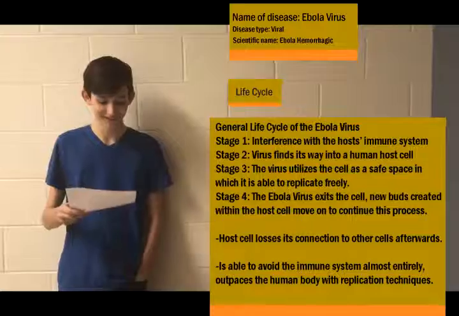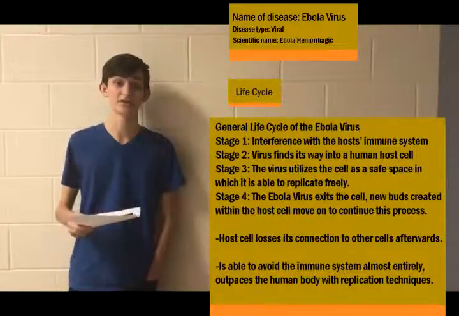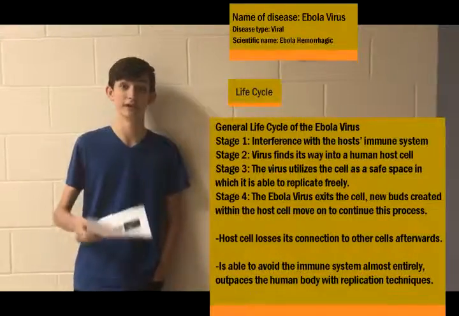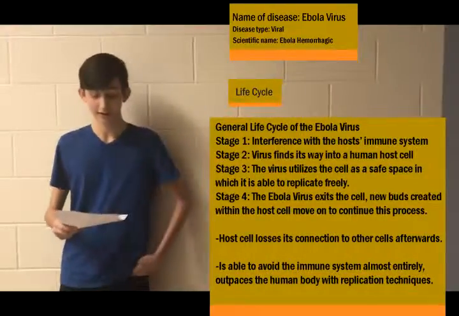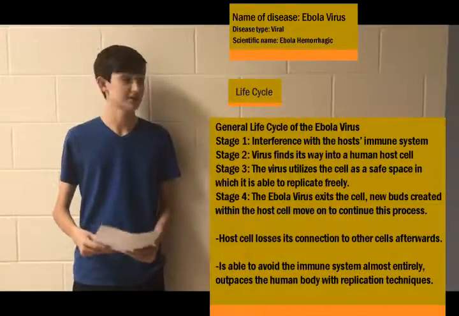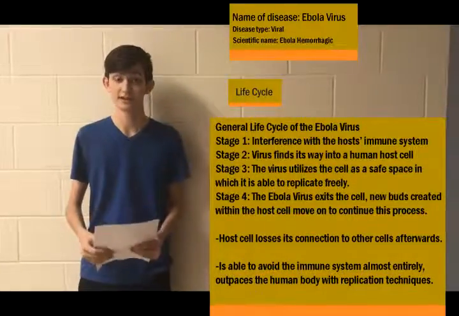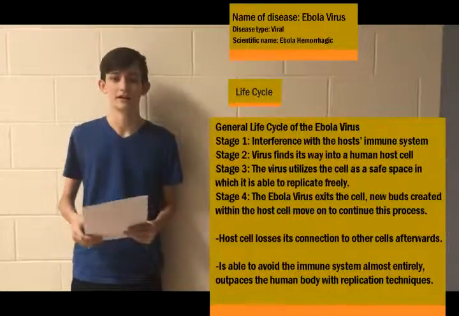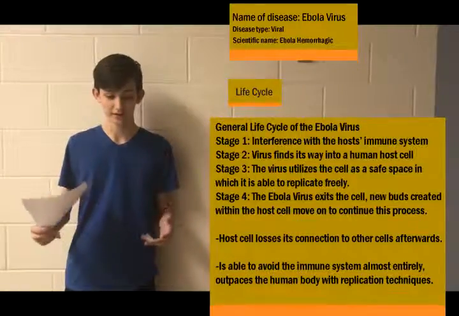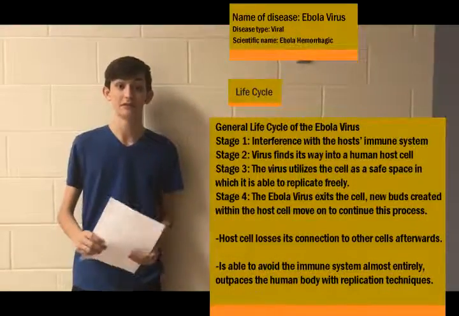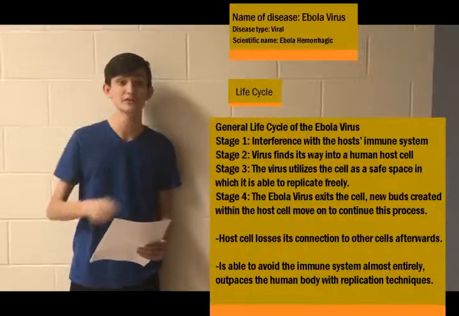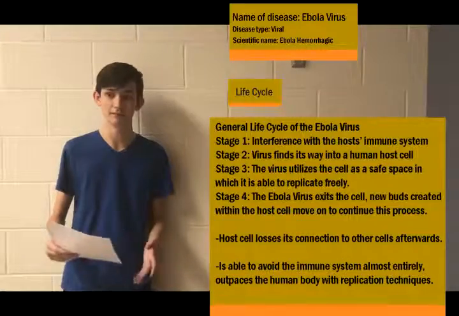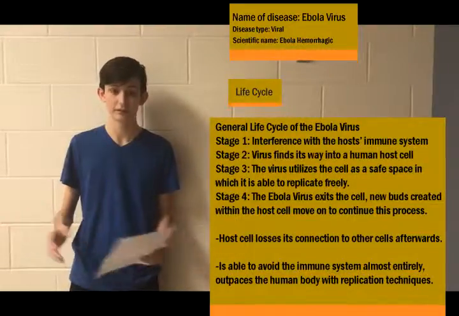Okay. Our project is the Ebola virus, also known as Ebola hemorrhagic fever, and because it's the Ebola virus, it is a viral disease. Once the virus is actually in you, it starts its life cycle, which starts at stage 1. In the beginning, it deploys mechanisms that allow it to either combat the immune system of your body, or to make it completely ignore you, which can make it very hard to get rid of.